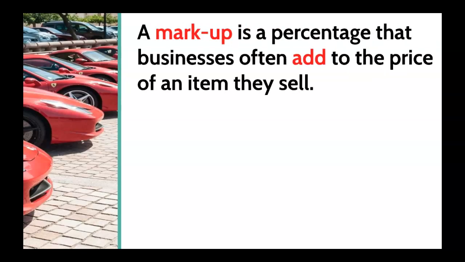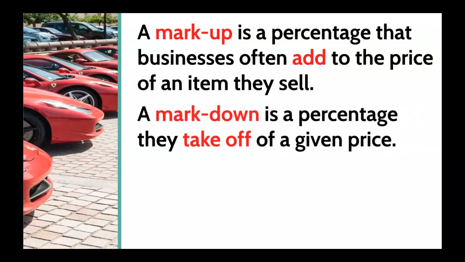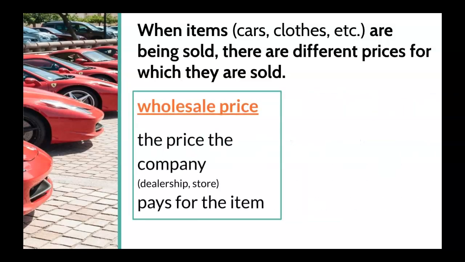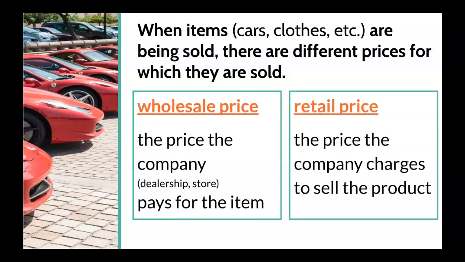A markup is a percentage that businesses often add to the price of an item they sell. And then a markdown is a percentage that they take off of a given price. So when items are being sold, there are different prices for which they are sold. It's very customary to have a wholesale price, and that's the price that the company pays for the item. So a car dealership may be buying a vehicle for $25,000 at a wholesale price, and then the retail price, that's the price that they charge to the customer when they sell the product. So that might be like $30,000 on that same car.